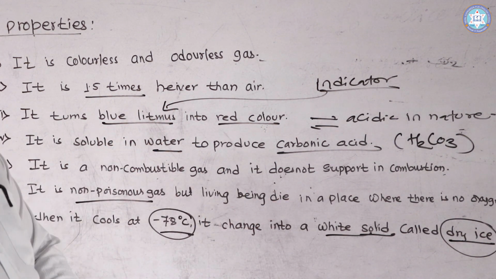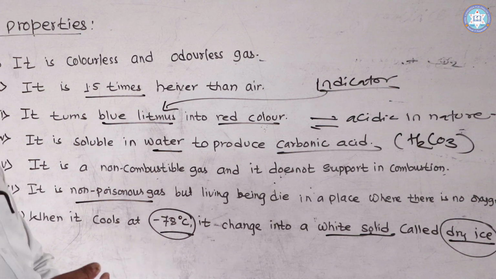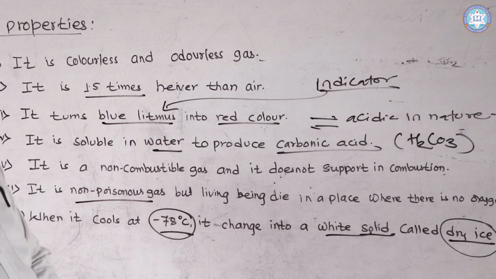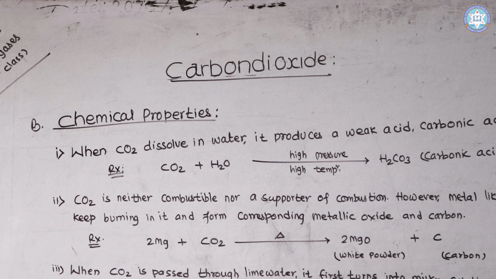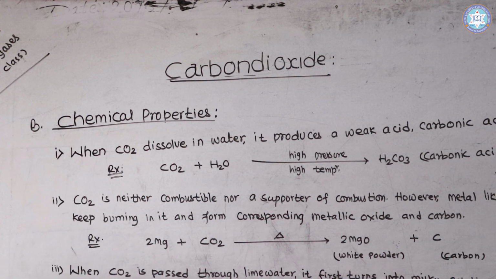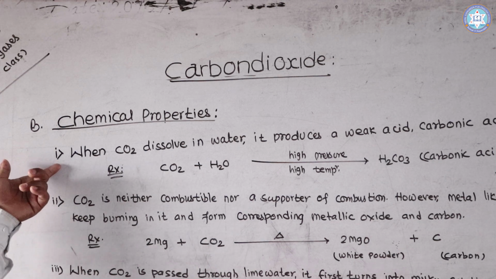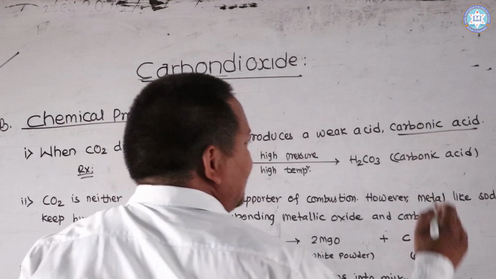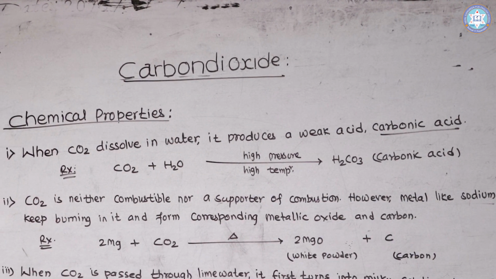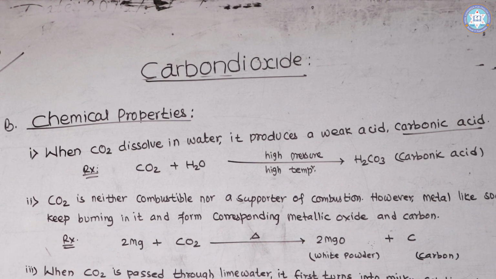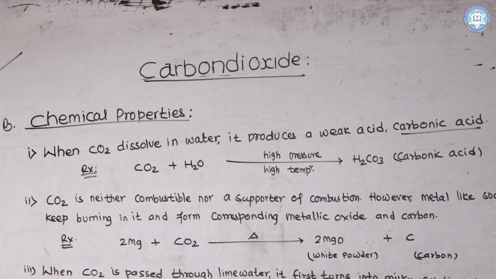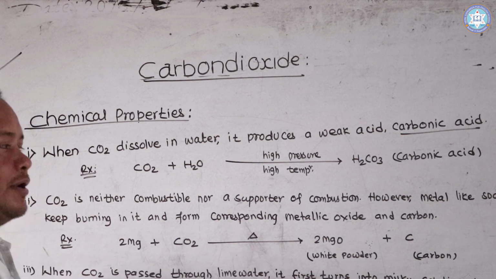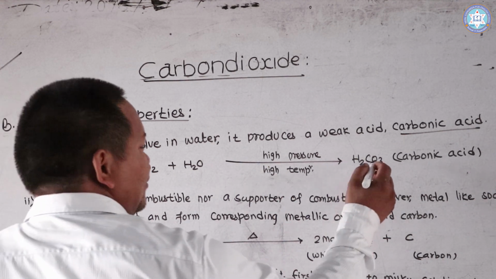Generally these dry ice are used as refrigerants, as a cooling agent, for the preservation of fruits, meats, etc. Let's talk about the chemical properties of carbon dioxide gas. Number 1, when CO2 dissolves in water, it produces a weak acid. This is the carbonic acid, which was also discussed in physical properties. This is carbon dioxide gas in water under high pressure and temperature. These are the conditions. Then carbonic acid is formed.